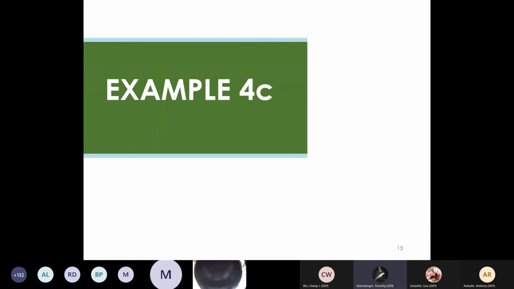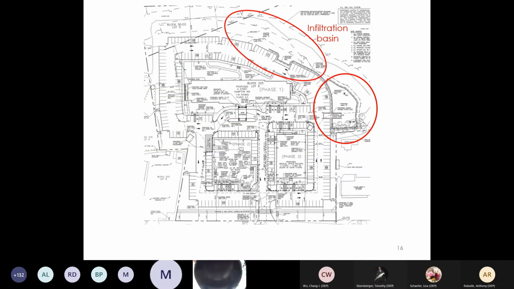And this final example will show another common mistake that we see. This project incorporates two separate basins. One is an existing infiltration basin at the top of the site, and the other one is a proposed basin on the right side of the site. The submitted stormwater management report and site plans have no information regarding the soil permeability or the depth and size of the existing infiltration basin.